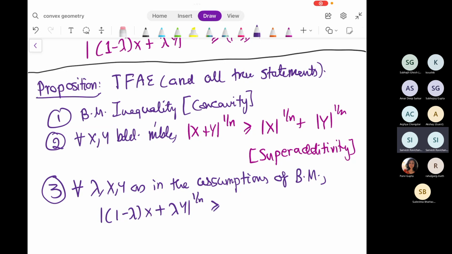We will end up doing something even better. We'll say that it's in fact greater than or equal to the minimum of the Lebesgue measure of x to the 1 by n and the Lebesgue measure of y to the 1 by n. This looks like a strictly weaker statement. 3 looks like a strictly weaker statement than 1. And by the way, this will be titled quasi-concave.